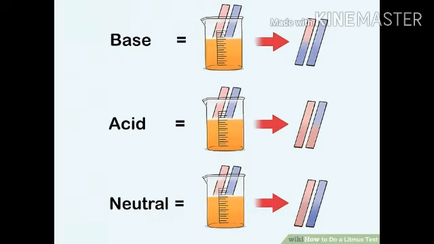Blue litmus paper is converted into red, that is called as acid, and red litmus paper is converted into blue, that is called as base. These are all about the acids and bases as per litmus paper.